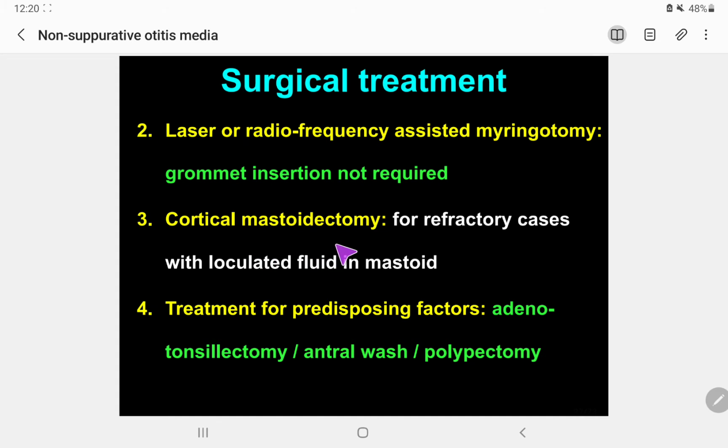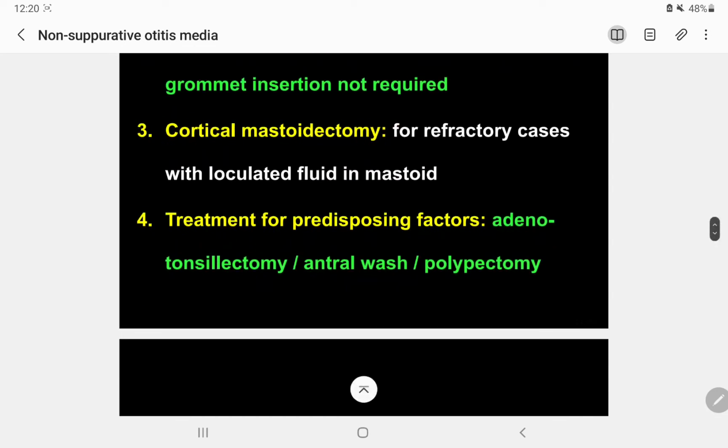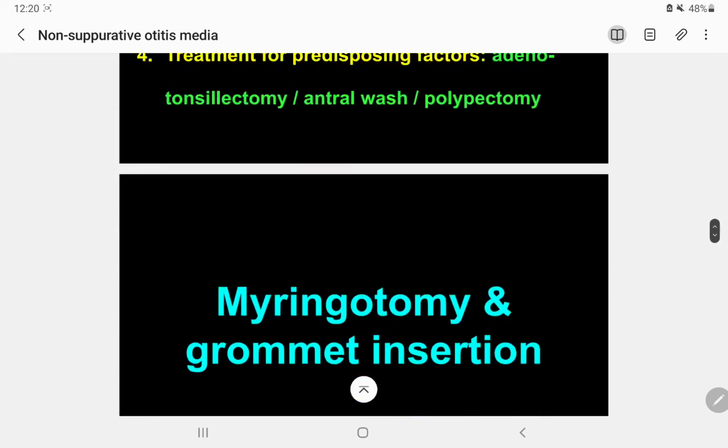Another one is cortical mastoidectomy, that is for refractory cases with loculated fluid in the mastoid. If the case happens over and over again, then we have to do cortical mastoidectomy, and it should be loculated fluid in the mastoid. Anyway, if we remove the predisposing factor, then otitis media with effusion is not going to take place in the first place, right? So we do predisposing factor treatment, that is adenoidectomy or tonsillectomy, and then antral washout or polypectomy. Okay, that can also cause otitis media with effusion.